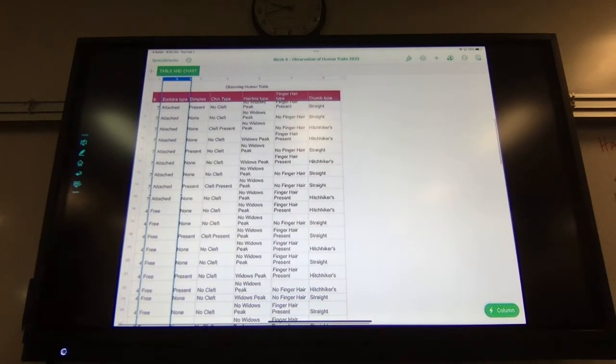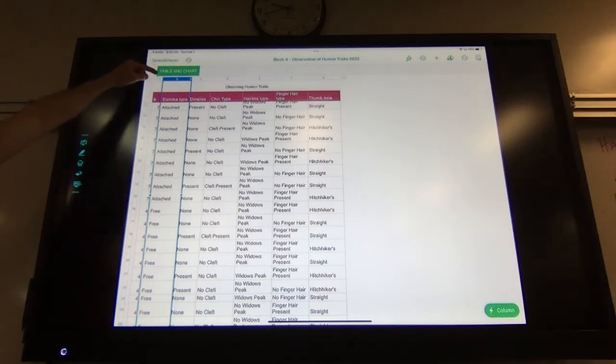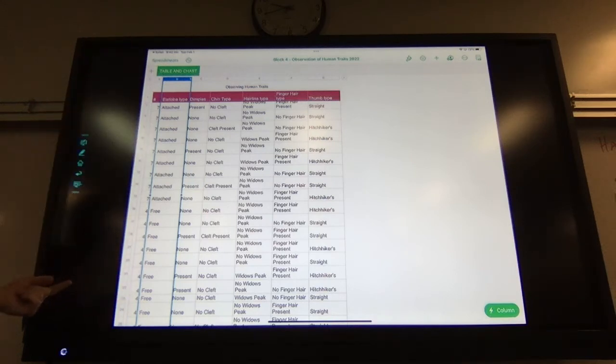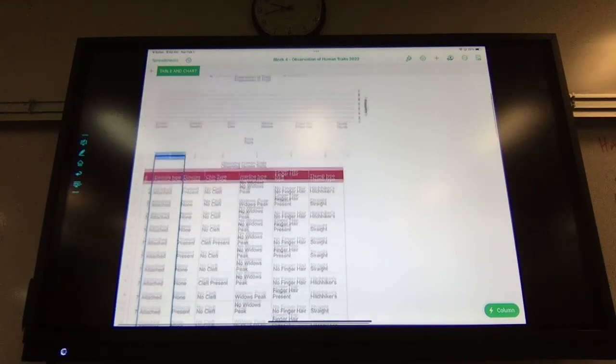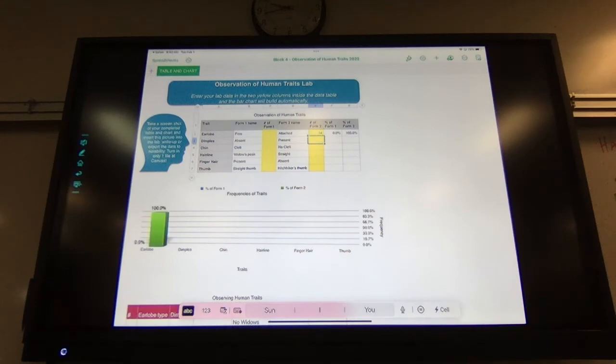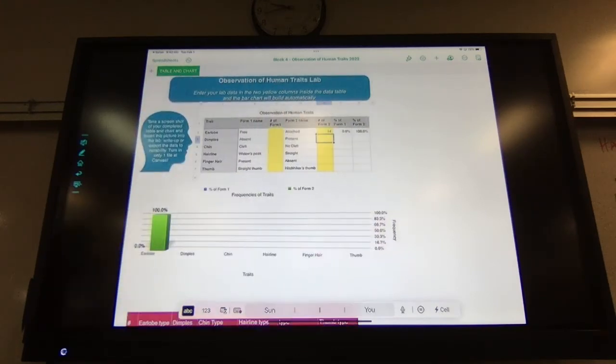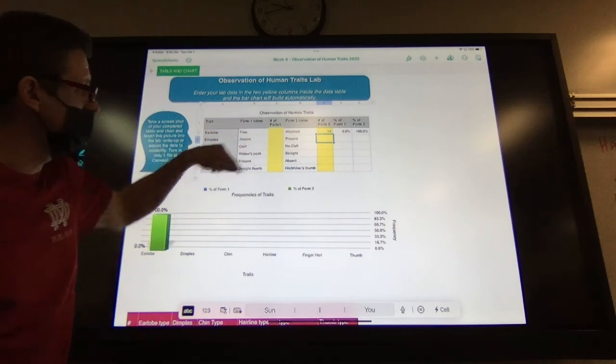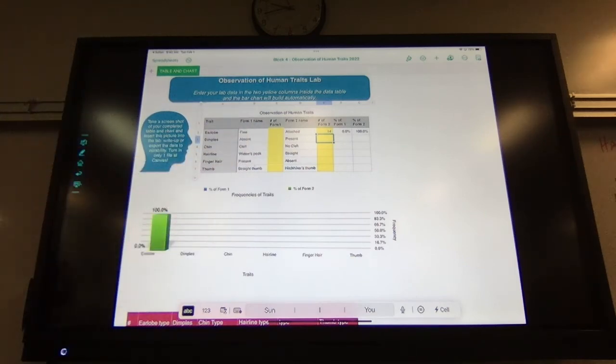So how many attached are there for everyone? 14. I went in and I resorted block, column B, so I have all the blocks. There's 14 students that have attached. So now I'm going to go up here and I'm going to write 14. I already built out the bar chart. So as we enter data into the 2 yellow columns, the bar chart is going to fill in for the 2 alleles for this gene.